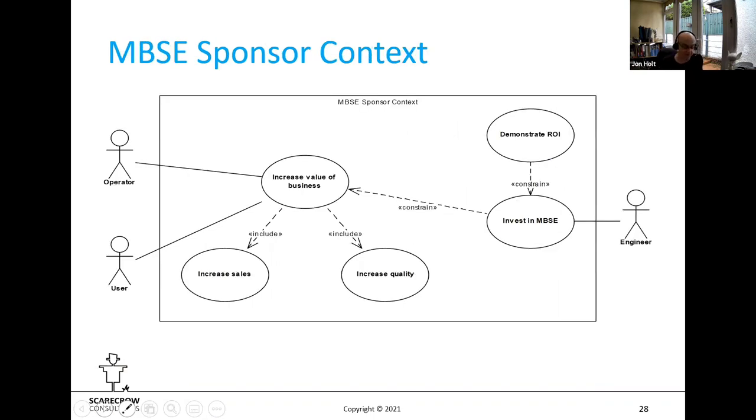And it looks very different. So for example, here, what they want to do is increase the value of the business. And this will include things like increasing the sales and increasing the quality. There's a big constraint on that, which is that they want to do this by investing in MBSE. And there's a big constraint on investing in MBSE, which is to do with demonstrating the return on investment, making sure they get value for money, making sure that we achieve benefits from what we're doing.